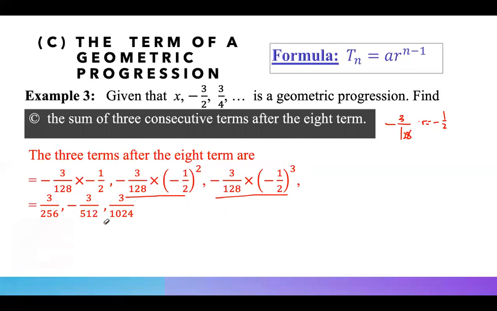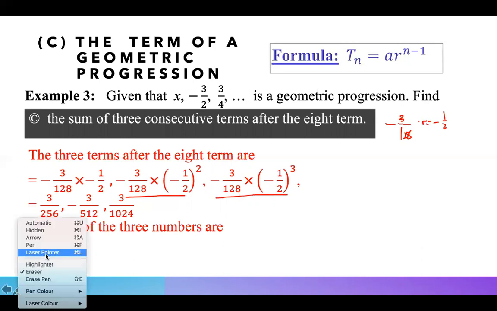3 over 256 and negative 3 over 512 and 3 over 1024, right? This is your answer for the three consecutive terms. Sorry, this is the three consecutive terms, not the sum. So we have to add the three terms together. Sorry, read the question carefully. Don't make the mistake like what I've done just now.